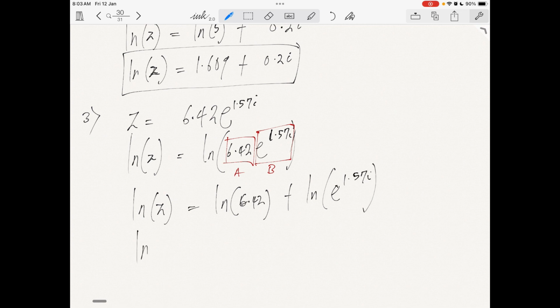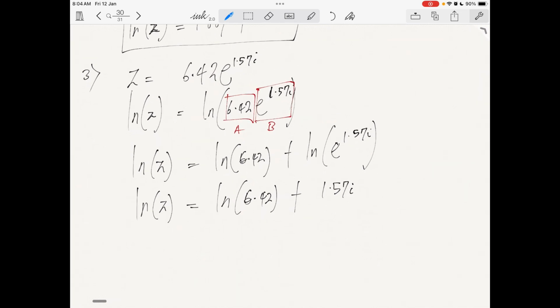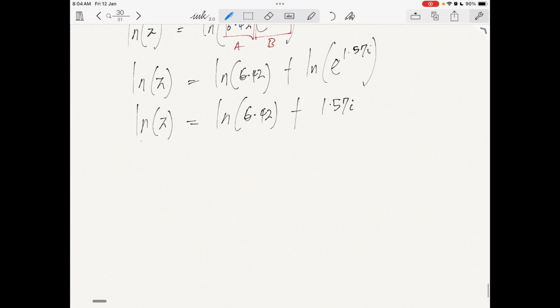So in essence, ln z is equal to ln 6.42 plus 1.57i. So pressing ln 6.42 on the calculator, we have ln z, the natural logarithm of the complex number, is 1.8594 plus 1.57i.